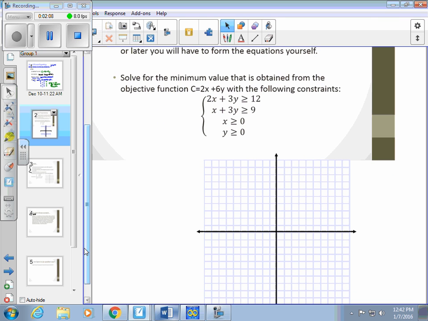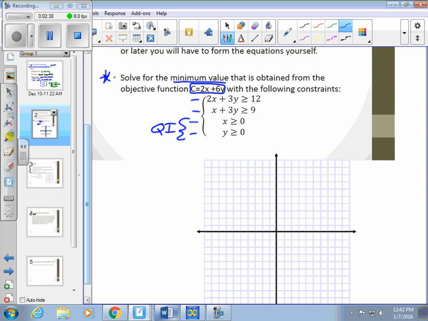If you look at where it starts to talk about solving for the minimum value obtained from the objective function, C equals 2x plus 6y, notice this is in standard form. This is the objective function, where we're going to plug things in at the end. We are given all of our constraints. There are 4 constraints, and we're going to graph all of them, noticing that the bottom 2 inequalities give us values in quadrant 1.